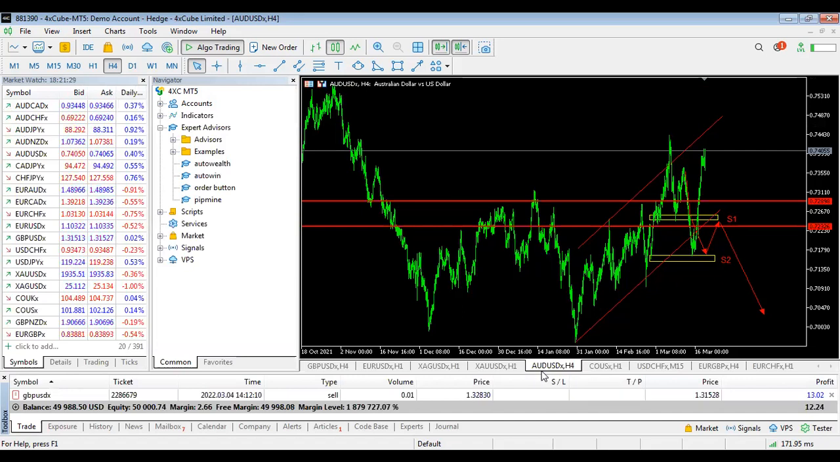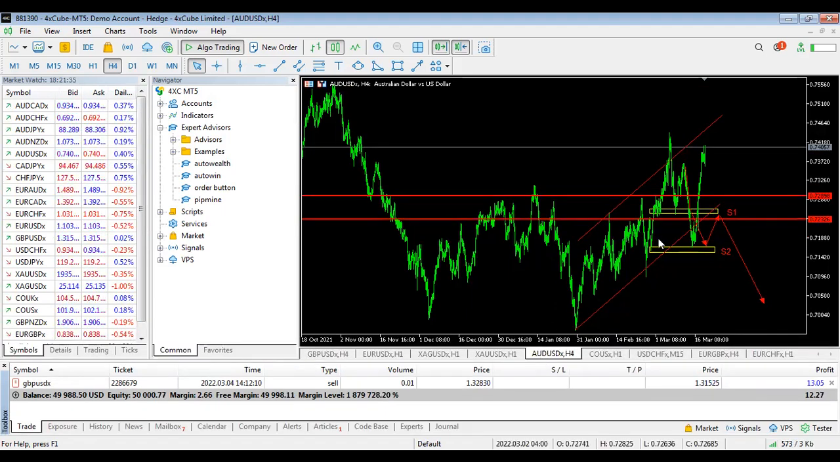All right, so this is how this analysis is. Very crazy thing. I thought when it bounces on support one, it would just retest support one and drop, but it bounced on support two rather, and just moved up. Anyway, still maintaining this channel.